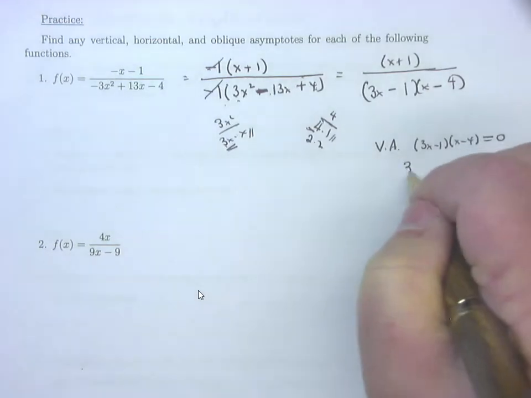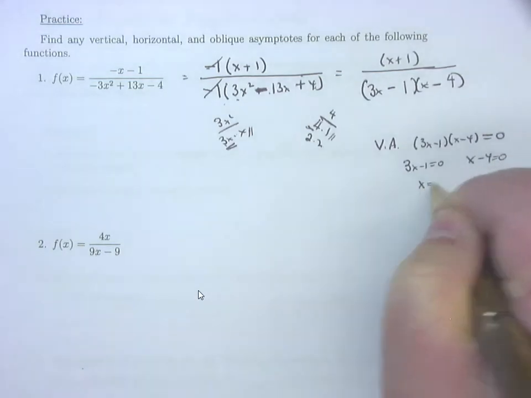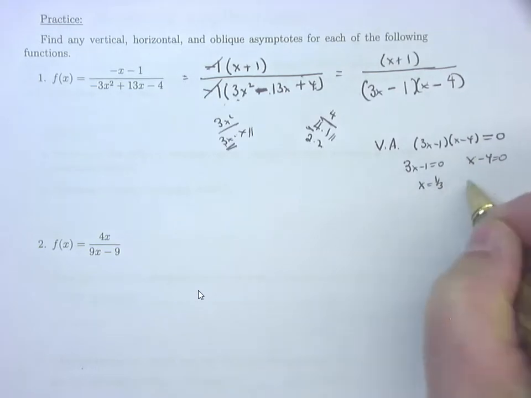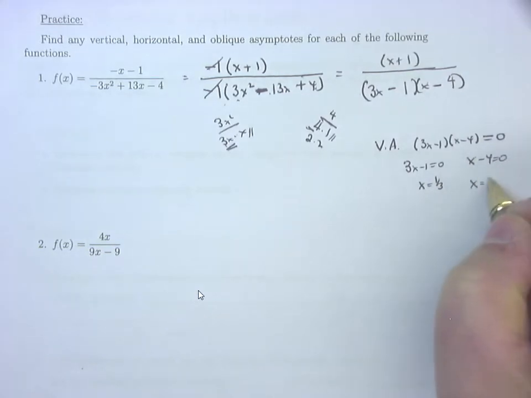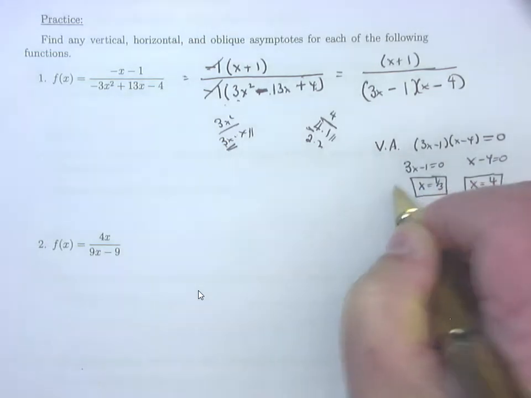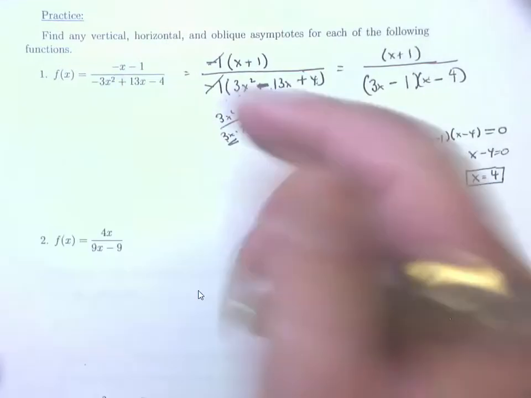I'm going to set each factor, 3x minus 1 equals 0, and the other factor, x minus 4 equals 0, and solve. And when solving, I'm going to add 1, and then divide by 3, I get x equals 1/3. And here I'm going to add 4 to both sides, and I get x equals 4. And for vertical asymptotes, there are always equations. Vertical asymptotes are x equals equations. Horizontal asymptotes are y equals equations. So the answer is x equals 1/3 and x equals 4. I've got two vertical asymptotes for this guy. Does that make sense? But the question asks, find the vertical asymptote and the horizontal asymptotes.